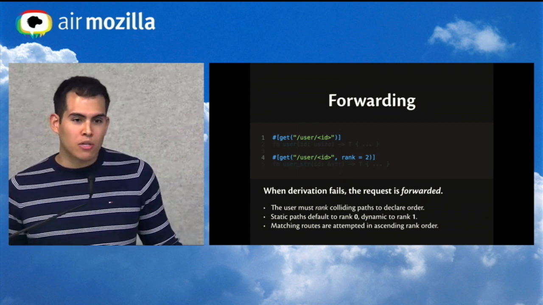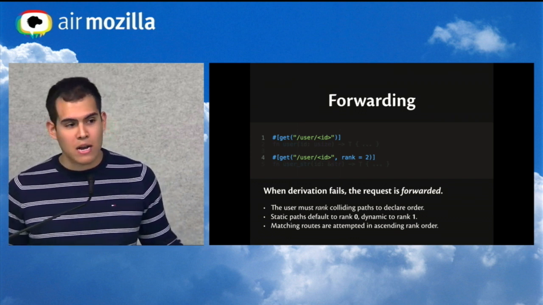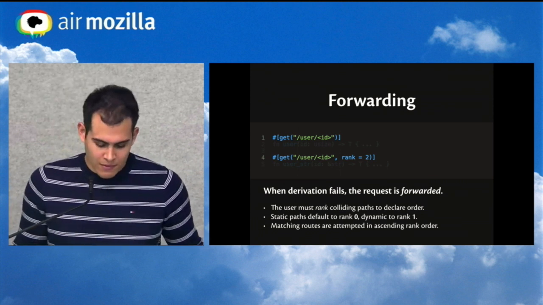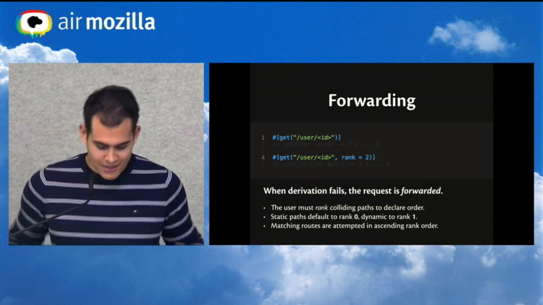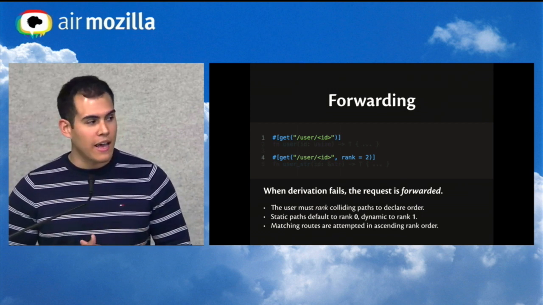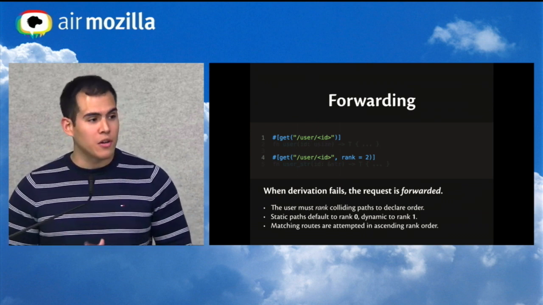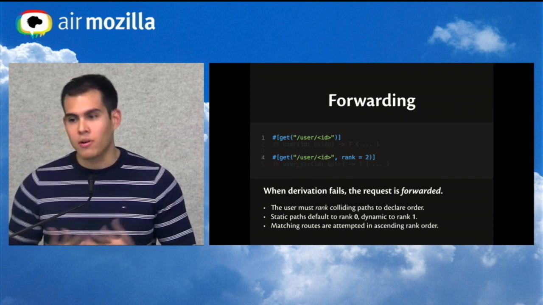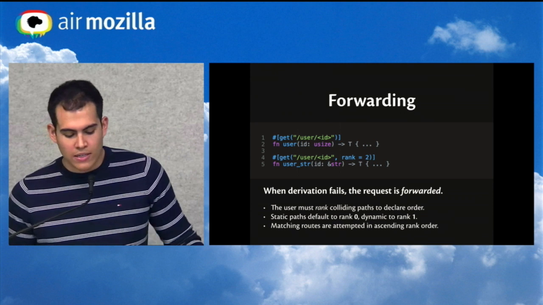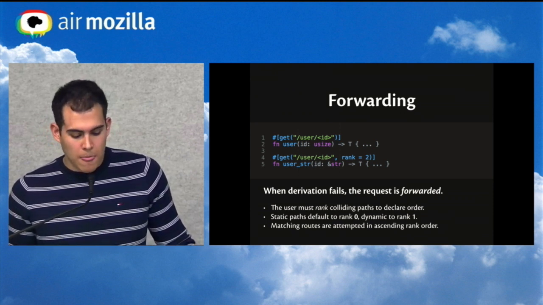Every route gets a rank of 0 or 1 by default: 0 if it's a static path, i.e. you have no dynamic segments, and 1 if you have dynamic segments. That's just because that's what made sense to me. Thankfully, no one has complained about that one yet. Once you try the first one and derivation fails, it gets forwarded to the next one, and so on and so forth until there's nothing left, and then Rocket will give you a 404, or not you, but your client.